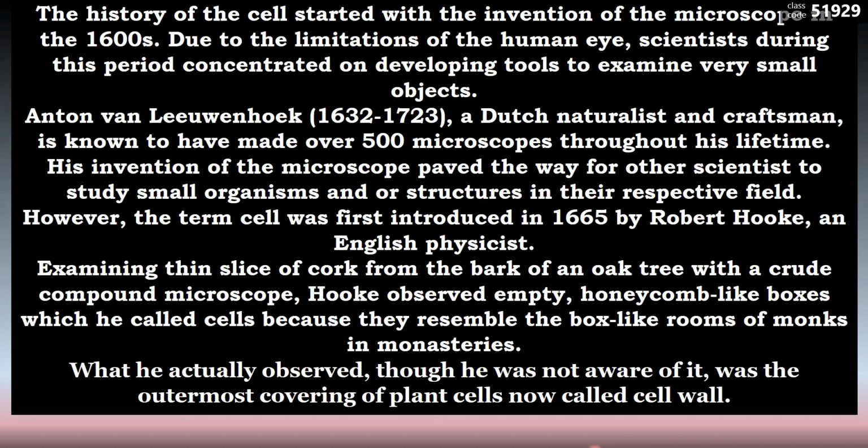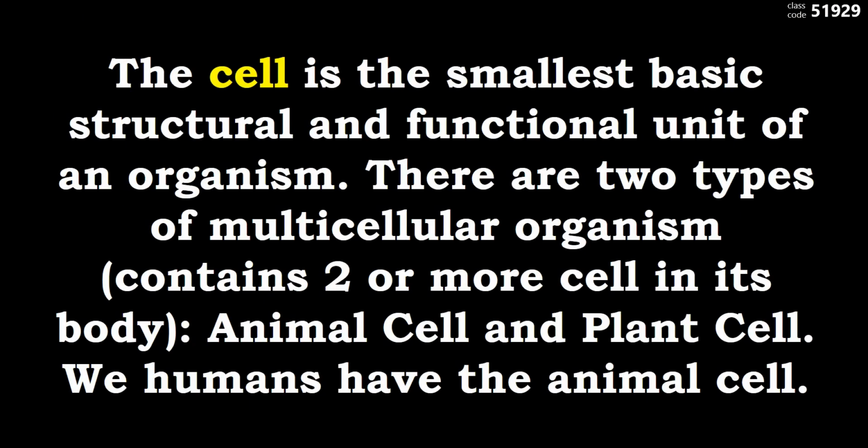However, the term cell was first introduced in 1665 by Robert Hooke, an English physicist, examining thin slices of cork from the bark of an oak tree with a crude compound microscope. Hooke observed empty, honeycomb-like boxes which he called cells because they resembled the box-like rooms of monks in monasteries. What he actually observed, though he was not aware of it, was the outermost covering of plant cells, now called the cell wall. The cell is the smallest basic structural and functional unit of an organism.